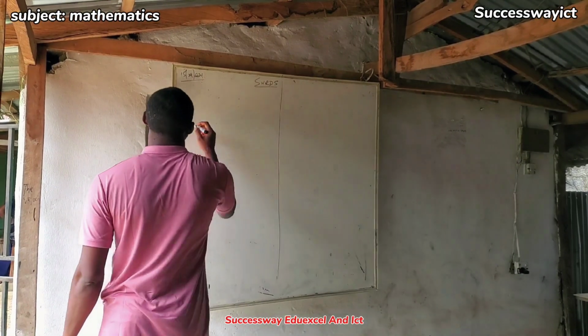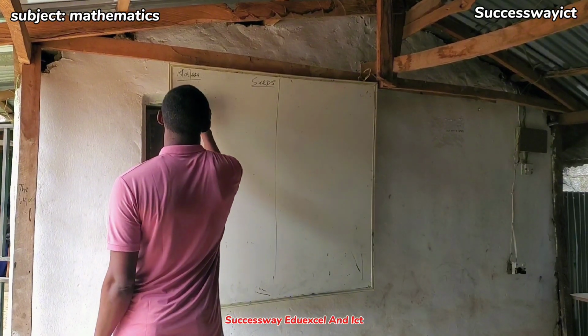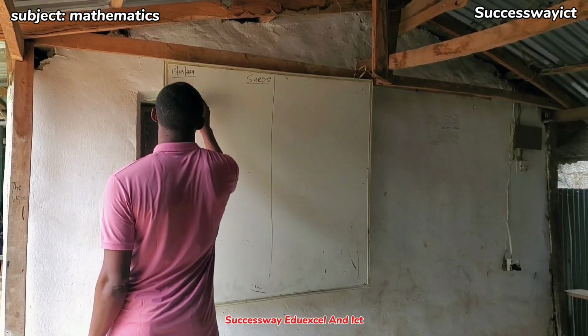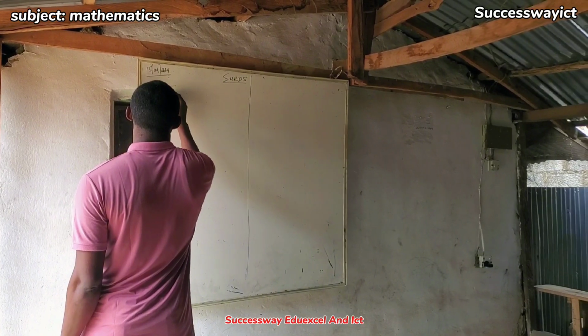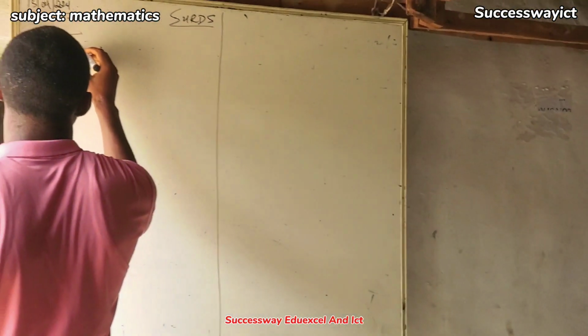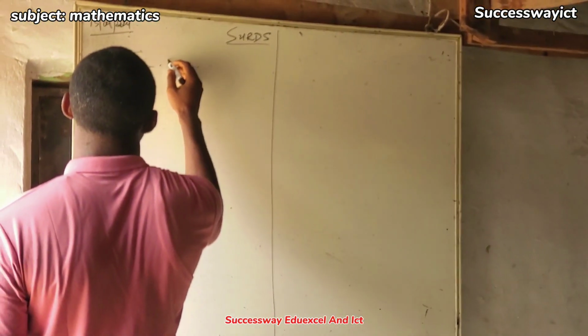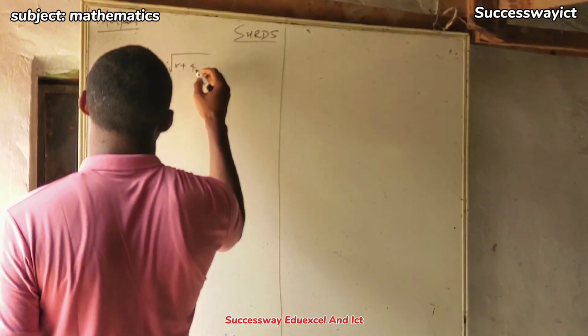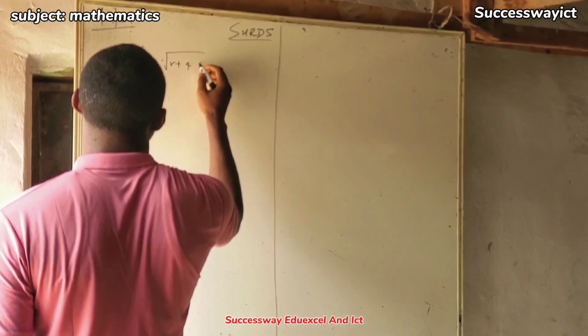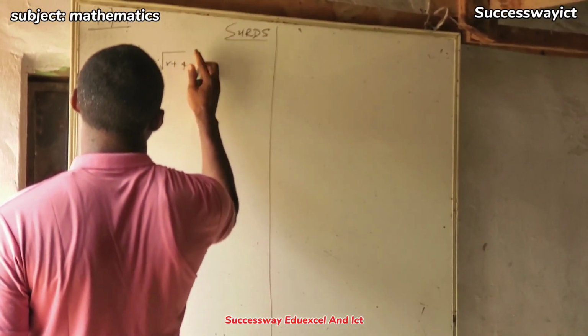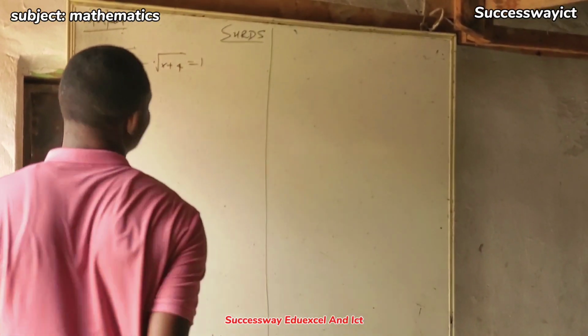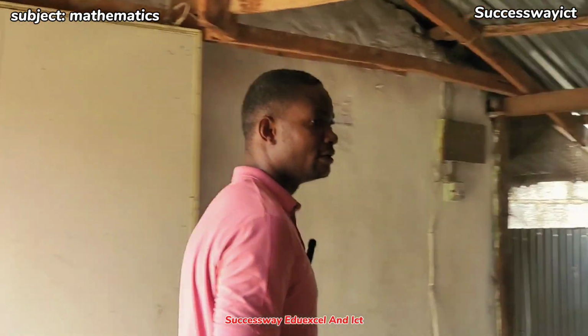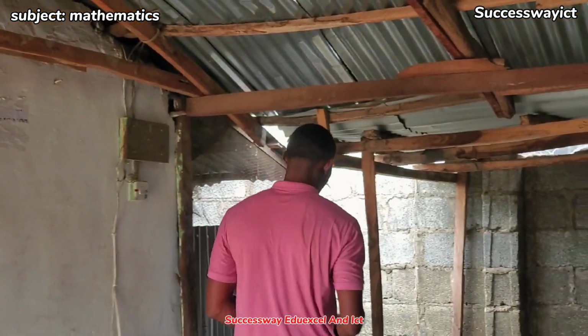The square root of 3x plus 1. Square root of 3x plus 1. Is it like this? Yes. Plus 1 minus square root of x plus 4 equals to 1. Is it correct? Confirm from your notes before I solve.